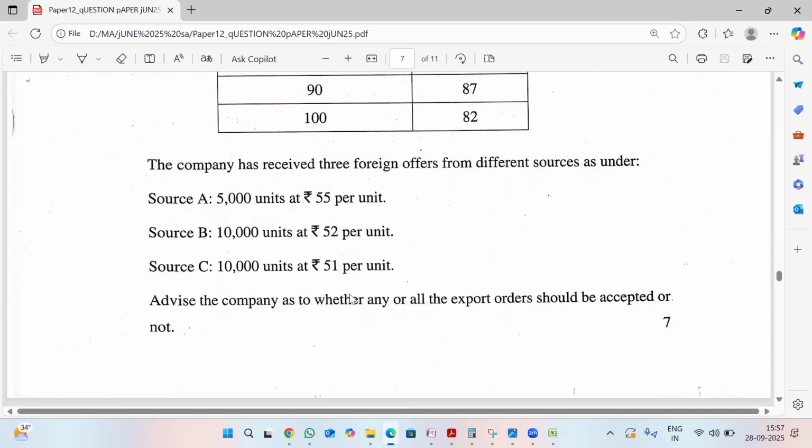The company has received 3 foreign orders from different sources. Source A, 5,000 units at 55 per unit. Source B, 10,000 units at 52 per unit. Source C, 10,000 units at 51 per unit. Advise the company as to whether any or all the export orders should be accepted or not. So we need to advise whether these 3 orders or any of these orders can be accepted or not.